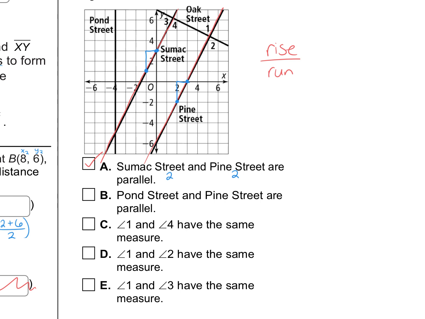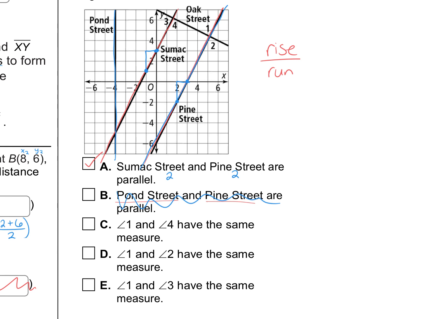So, part B, we're going to do the same thing, but with Pond Street and Pine Street. Here's Pond Street. Is that parallel to Pine Street? Why not? Because if it keeps going down, they meet. Do we even need to find the slopes of these two to know that? No. One of them is straight up and down. The other is angled. Are they going to touch at some point when they're extended? Yes. So we know B is incorrect.